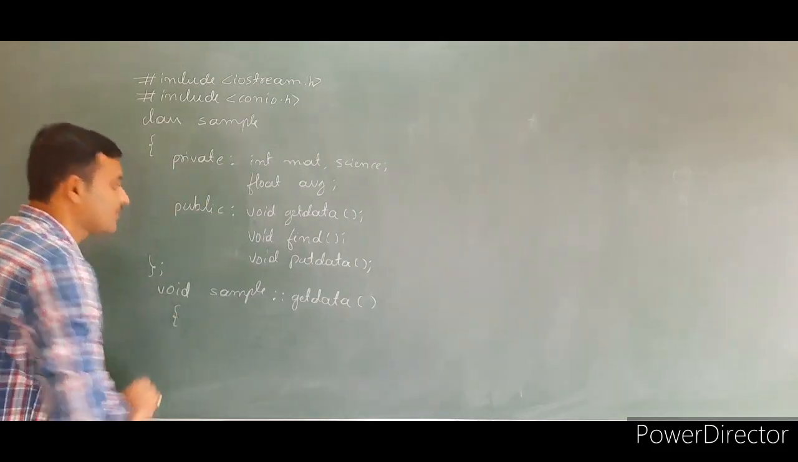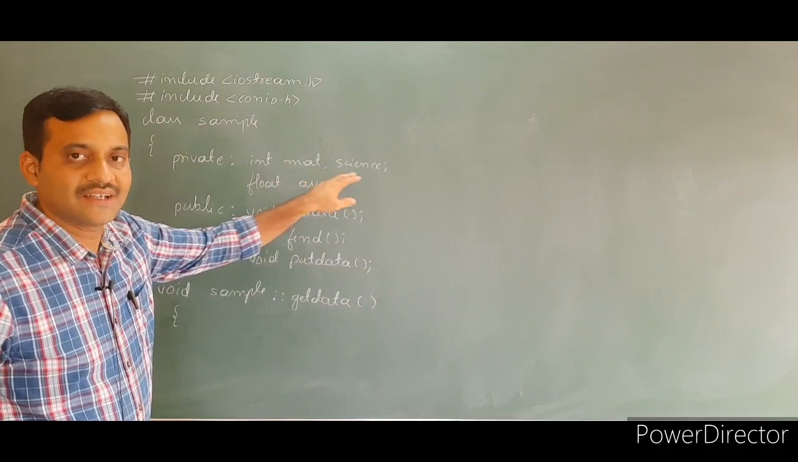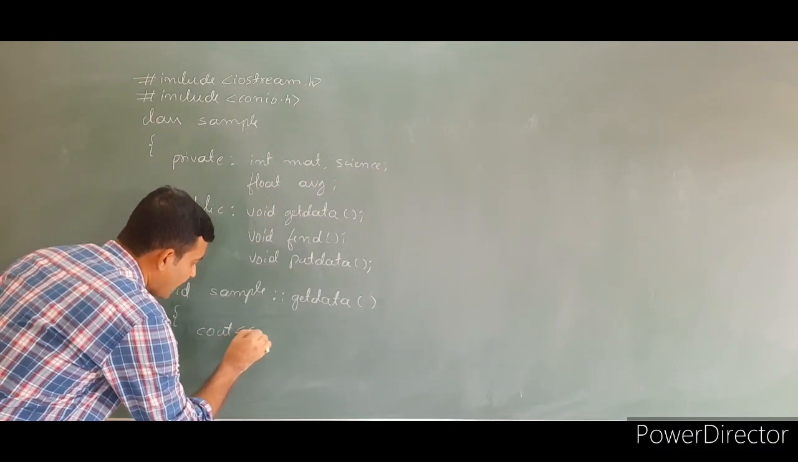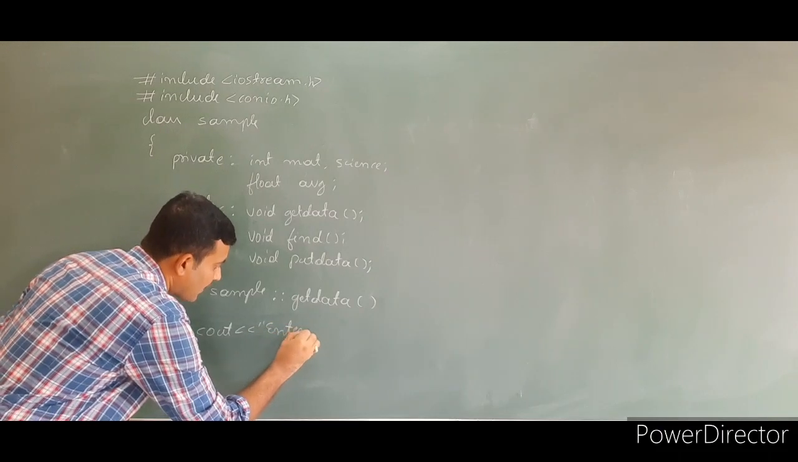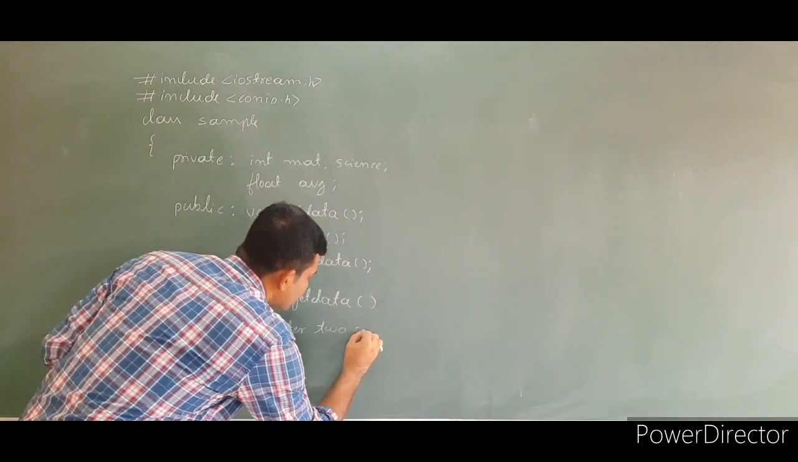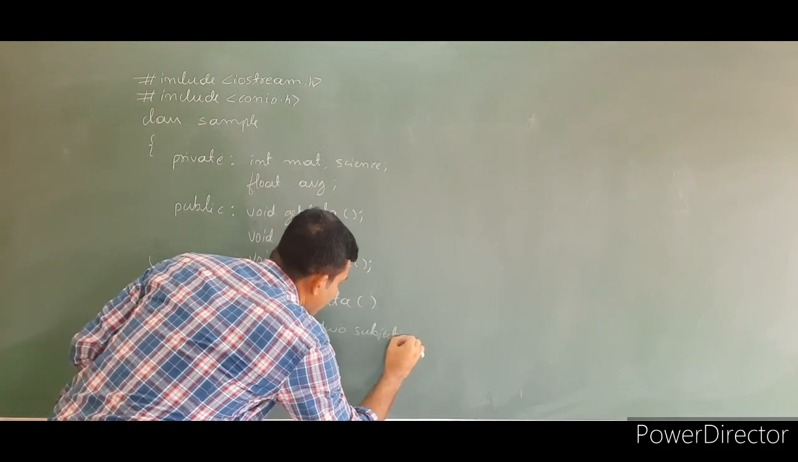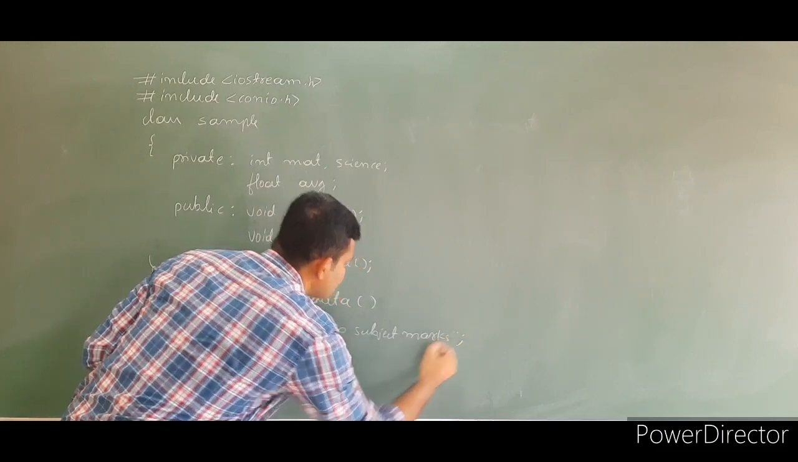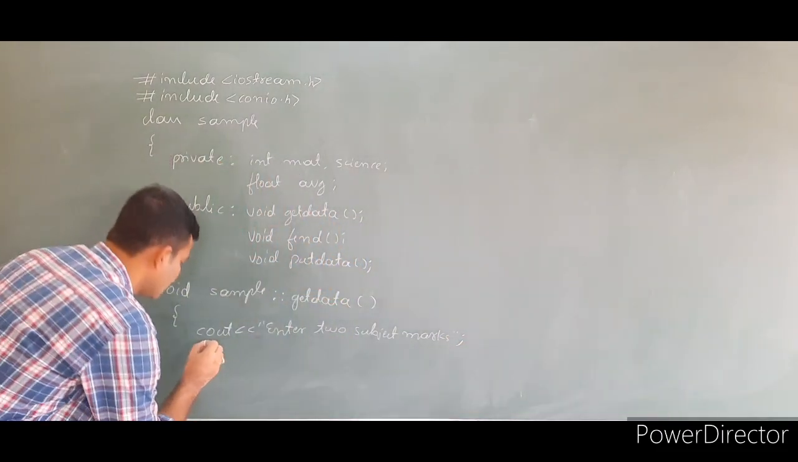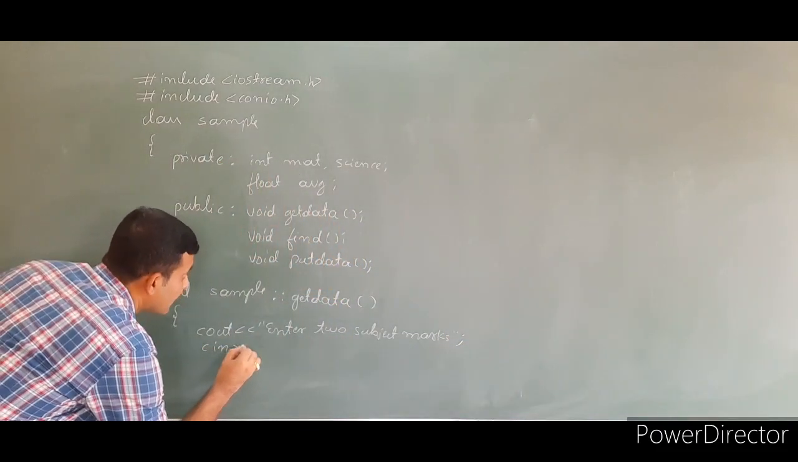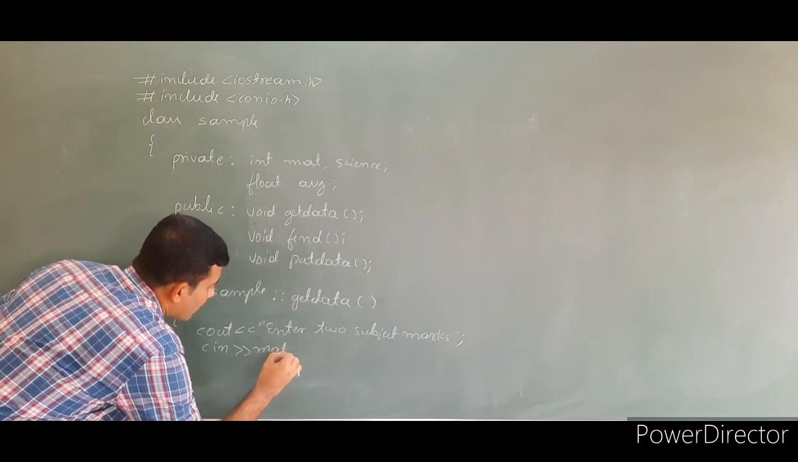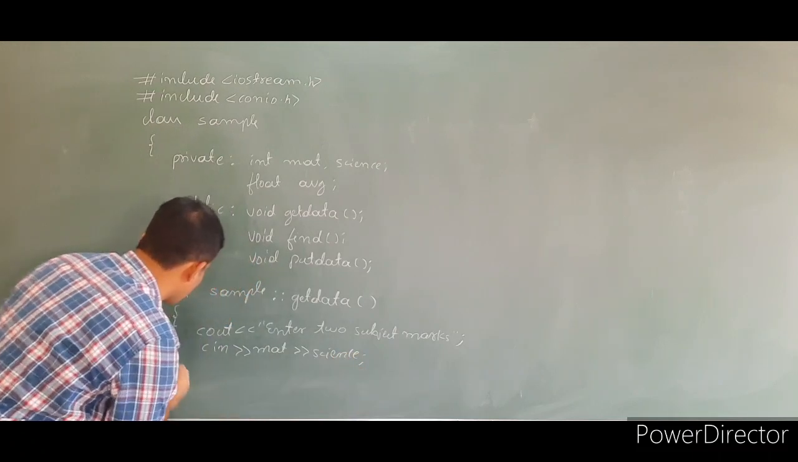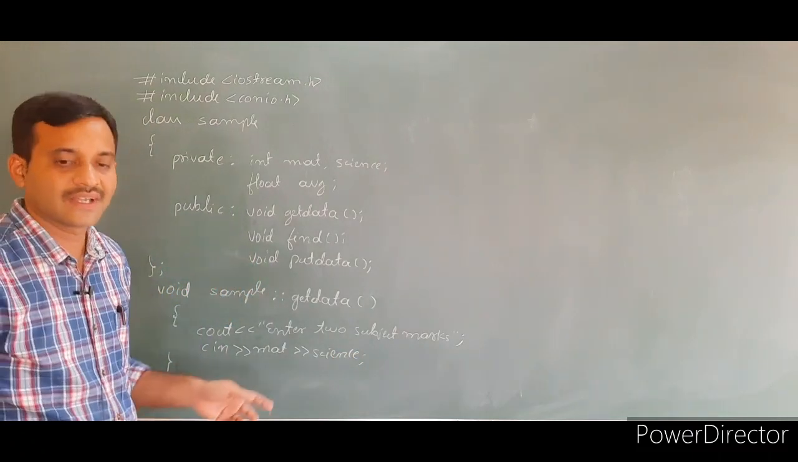This function is used for reading the marks for maths and science. For that, write the output statement, cout, Enter two subject marks. To read, cin extraction, mat, then the second one is science. Close the function. This is the end of getdata.